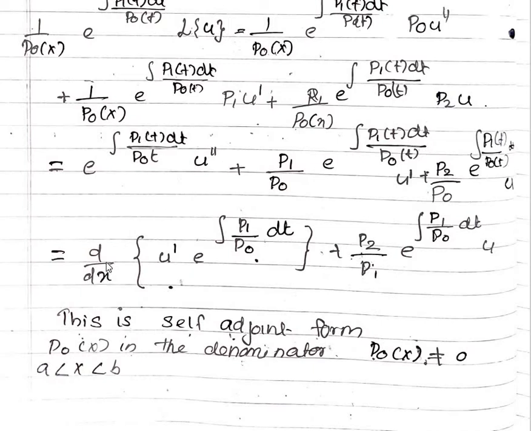That can be combined as d by dx of u dash e raised to integral P1 by P0 dt, plus the remaining term. When we distribute these two terms after differentiation, you will get these two terms, and the last term remains as such, that is P2 by P0 e raised to integral P1 divided by P0 dt into u. So this is the self-adjoint form of an operator. One condition is that P0 is in the denominator, so P0 of x will not equal 0 between the limits a and b.